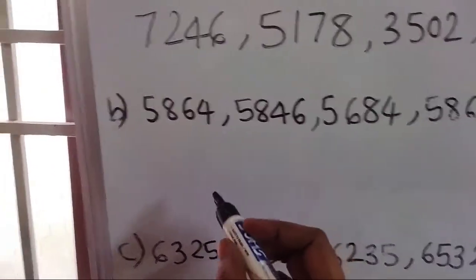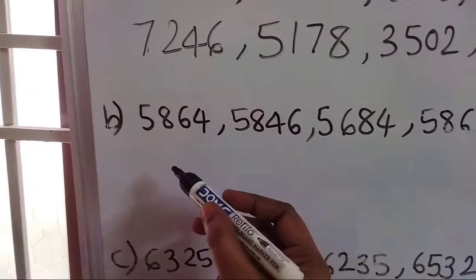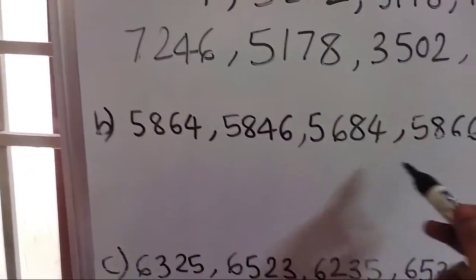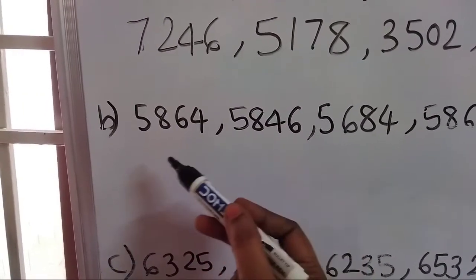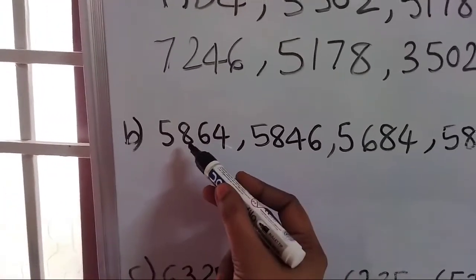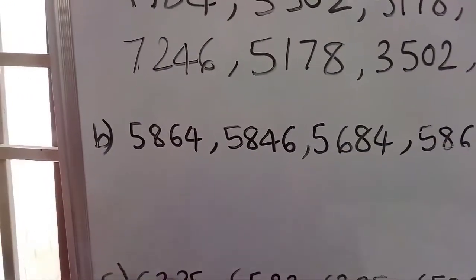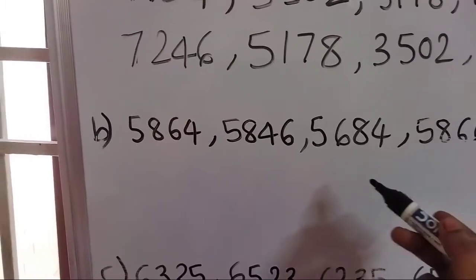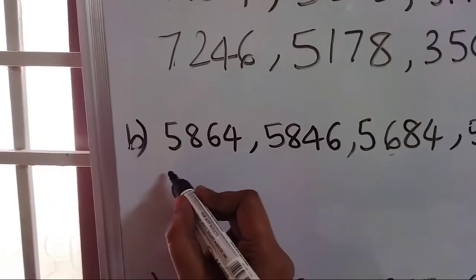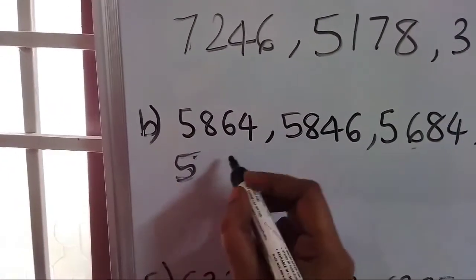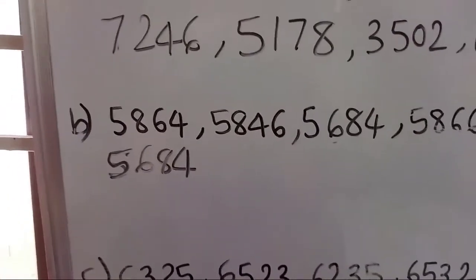Practice some more examples in ascending and descending order. See these numbers, in thousands place all are the same, 5. So we go to the next place, hundreds place. What is the smallest digit in hundreds place? 6. 6 is the smallest digit. So we write 5684. 5684 is the smallest number.